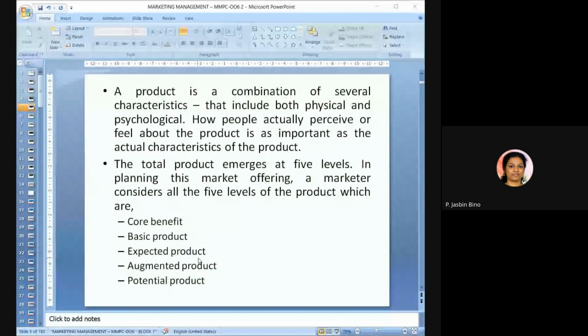So a product is a combination of physical, psychological, and several other characteristics also. How people actually perceive or feel about a product is very, very important. So those are some actual characteristics of the product. Totally, when we consider a product, it emerges at five levels. In planning this market offering, every marketer of any company has to consider all these five levels of the product, which are core benefit, basic product, expected product, augmented product, and potential product.